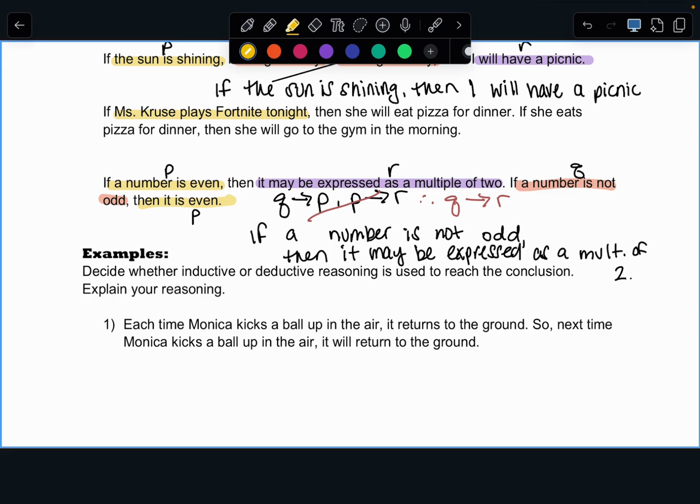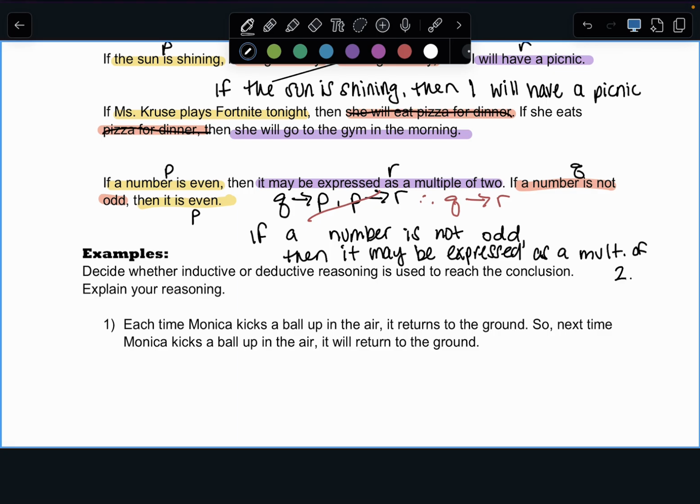Is pizza new or old? New. Let's call it Q. If she eats pizza for dinner, new or old? Old. That's still orange. Then she will go to the gym in the morning. That's new. Let's call it R. So what we have here is P implies Q and Q implies R. So what do we conclude? What's my middleman? Q. Q, my pizza.